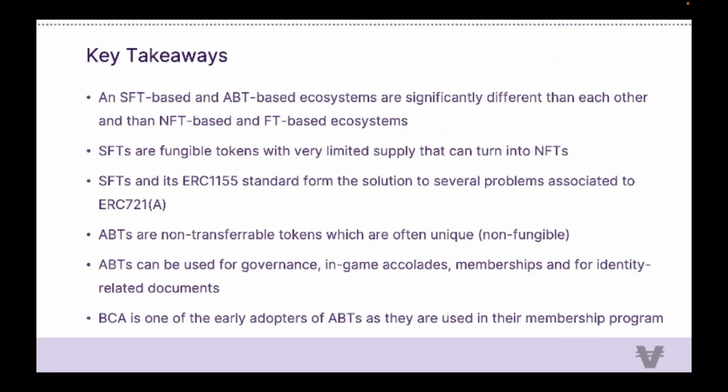So there are some key takeaways for today. An SFT-based and ABT-based ecosystem is significantly different from each other, and from what we previously saw, also different from NFT-based ecosystems. SFTs are fungible tokens with very limited supply that can turn into NFTs. So the SFTs use the ERC 1155 standard, and that forms the solution to several problems that are associated with the NFT standards. And ABTs are non-fungible tokens, which are often unique.